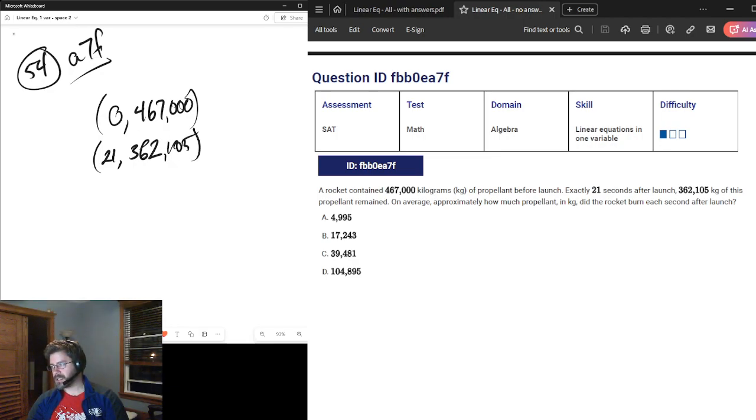How much did it burn each second? So that's the slope, basically. We don't need to set up an equation like y equals mx plus b or anything like that. Just use the definition of slope, change in y divided by change in x. We're going to get a negative number, but it doesn't matter. They want how much was burned each second. Yeah, the negative doesn't matter.